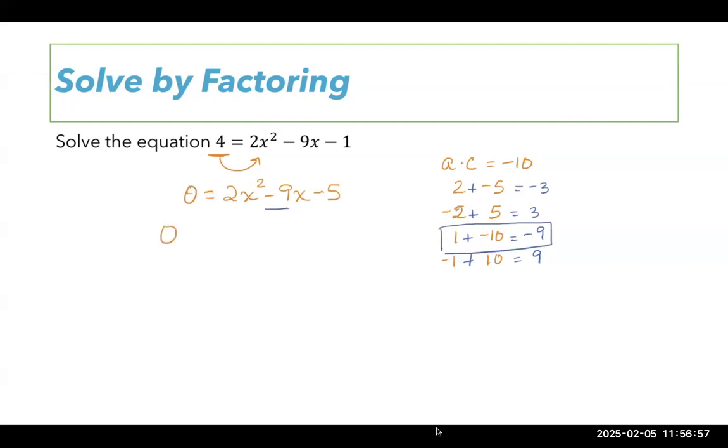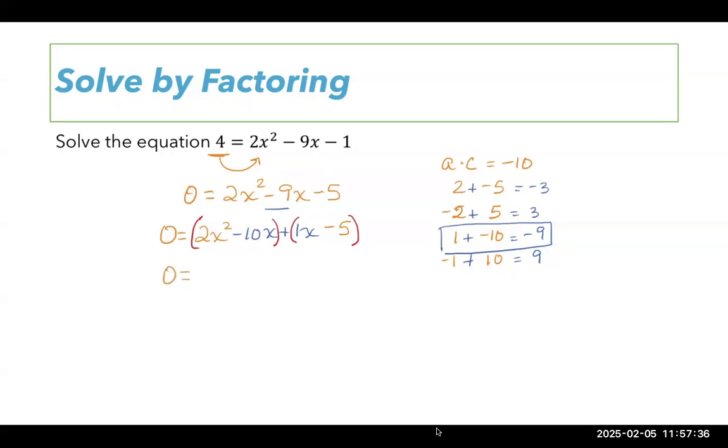So I keep the 0 equals 2x squared, and then I replace negative 9x with the positive 1 and the negative 10. I usually try to keep the positive in the middle of those two. And then I finish with that minus 5 that I had. Okay, and by splitting the middle, that creates 4 terms for me now, which I can now group. So I group the first 2 terms together and the last 2 terms together.